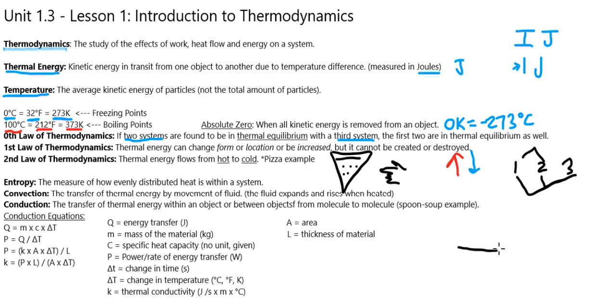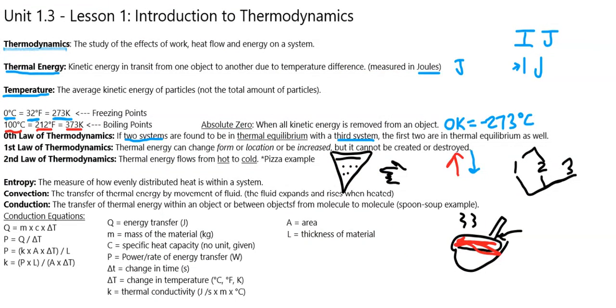Let's say you have a bowl of hot tomato soup, and then you have a spoon resting on it, and it's hot. So I'll do this to show that it's hot. Now, there's conduction occurring right here because the spoon is sitting on it. That's occurring. Then there are conduction equations.